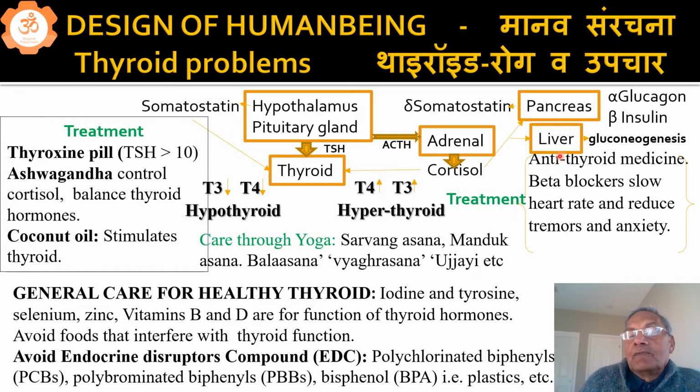When cortisol is there, the liver generates gluconeogenesis. It means more glucose is sent to the brain by the liver. When glucose is more, naturally the pancreas will generate insulin. This beta cell will generate the insulin. So it means the cortisol will hamper the proper working of the thyroid, and thyroid problem could be there. If there is more stress, hypothyroid may be there. If more anxiety, then hyperthyroid may be there.